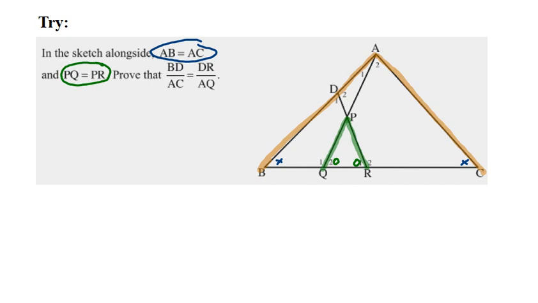Now let's look at the question. We are required to prove that BD over AC is actually equivalent to DR over AQ. So we know the strategy so far.